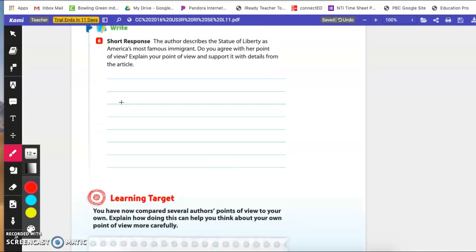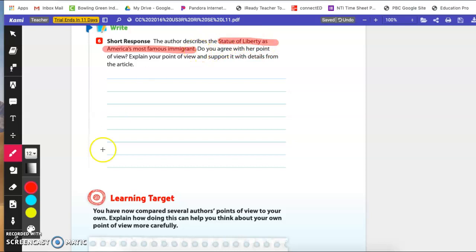Now move on to the short answer portion of this assignment today. The author describes the Statue of Liberty as America's most famous immigrant. Do you agree with this point of view? So the author describes the Statue of Liberty as America's most famous immigrant. That is her point of view of the Statue of Liberty.